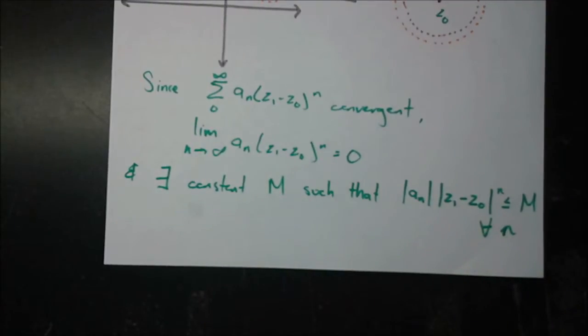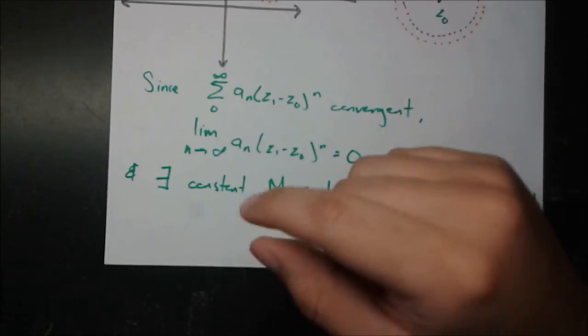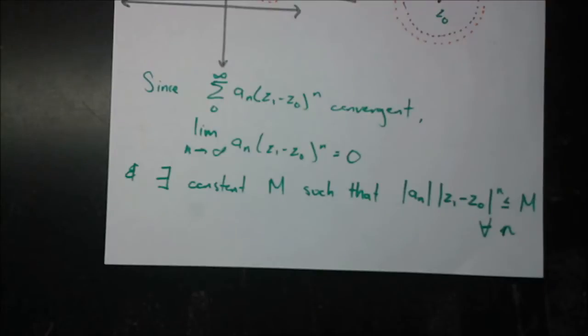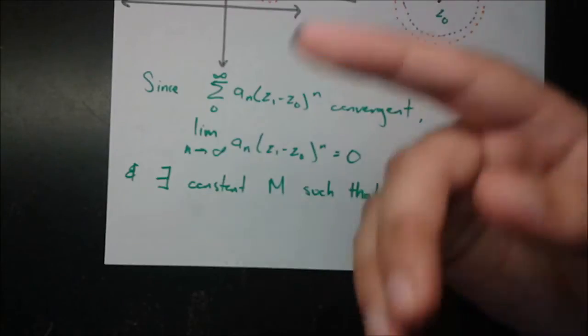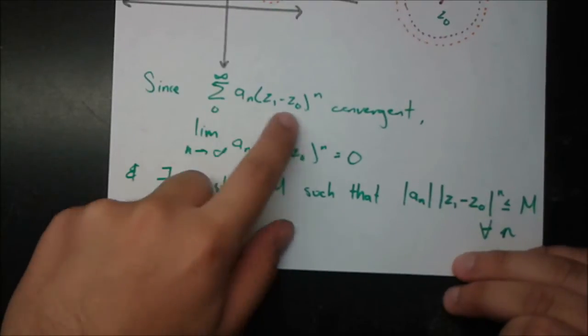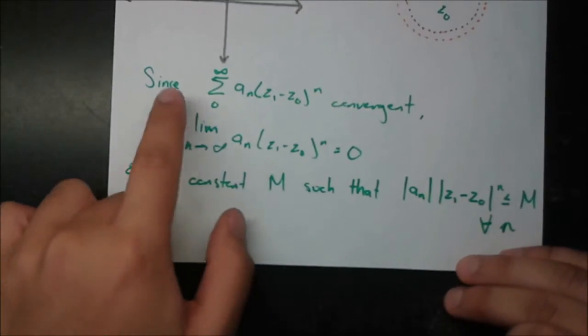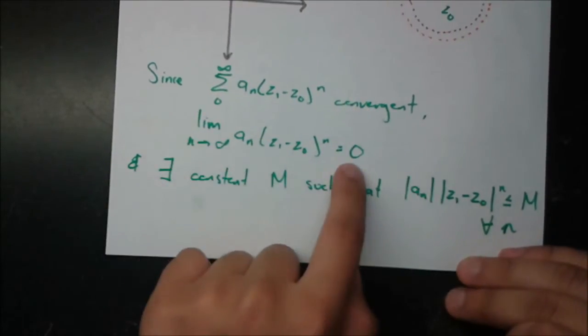Well, we go back to single variable calculus and look at how if a series is convergent, then the terms have to go to 0, because if they don't go to 0, then the series can't be convergent, because we're just going to keep adding things that are bigger than 0 over and over again. So the terms in the sum have to go to 0, and so since this is convergent, the limit equals 0.